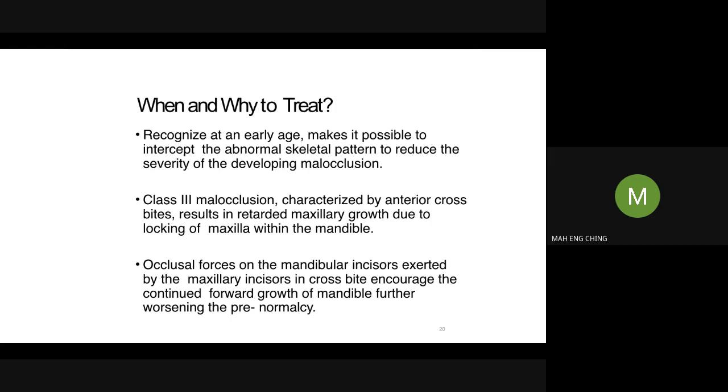The occlusal forces on the mandibular incisor exerted by the maxillary incisor in the crossbite encourage the continued forward growth of the mandible, further worsening the malocclusion. It just means that the lower incisors, because they are locked forward, the jaw will continue growing in the forward direction. So if you correct the incisor relationship, let's say the crossbite, you reverse it and it becomes a normal overbite and overjet, then hopefully the maxilla and the mandible can grow together rather than the lower mandible locking forward.